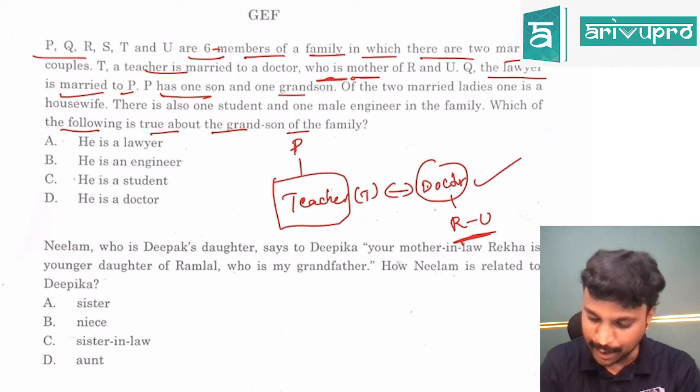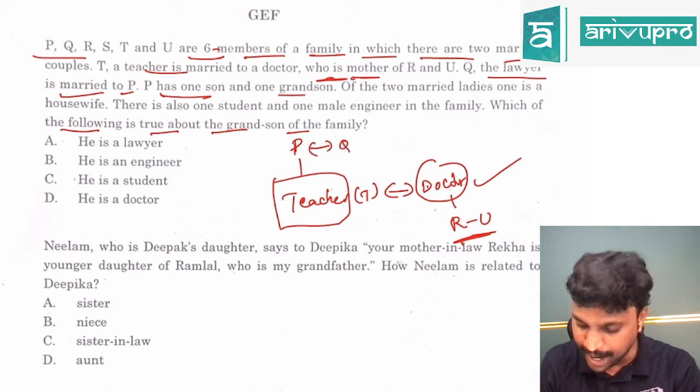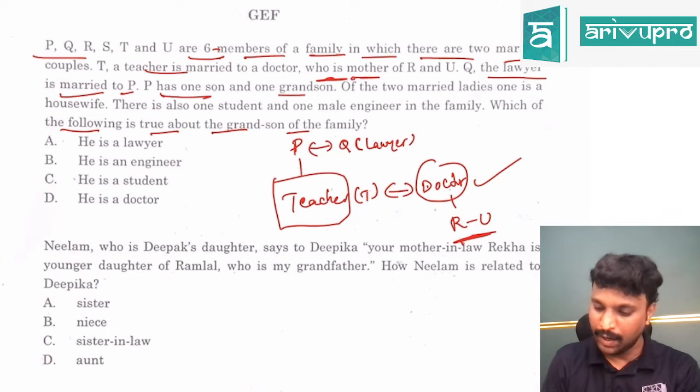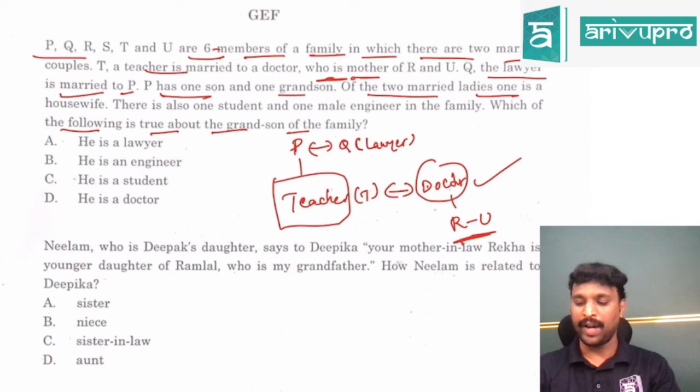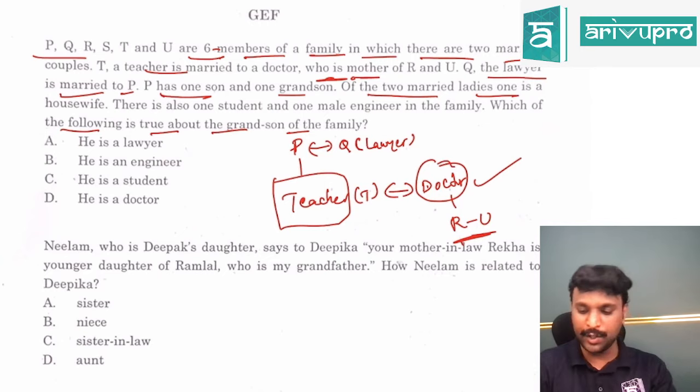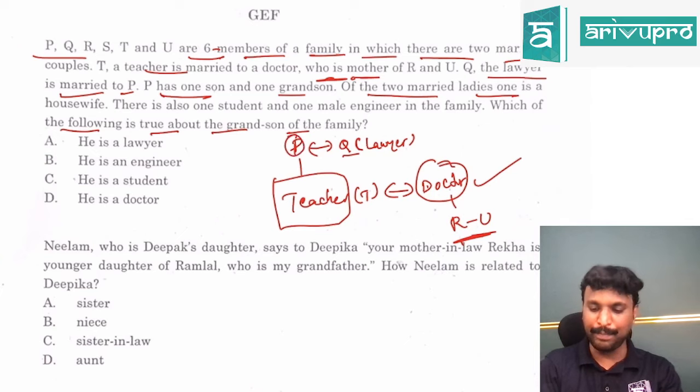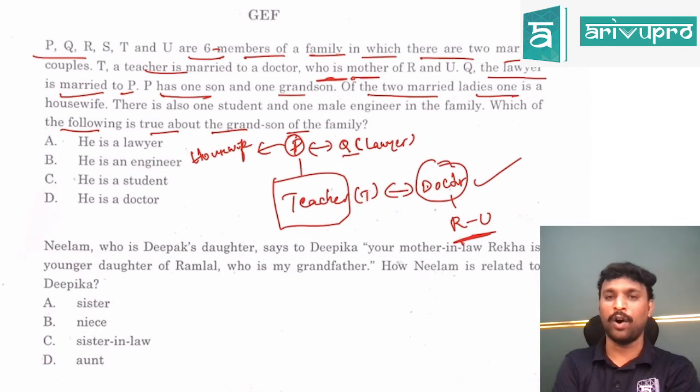Q, the lawyer, married to P. So P and Q are a married couple. All right. What else have they said? Okay, guys, of the 2 married ladies, 1 is a housewife. Now, one of the married ladies is a doctor. She cannot be a housewife. Definitely, the lawyer also cannot be a housewife. Definitely, P has to be a housewife. Yes or no? P has to be a housewife. Now, only 2 are left out, who?